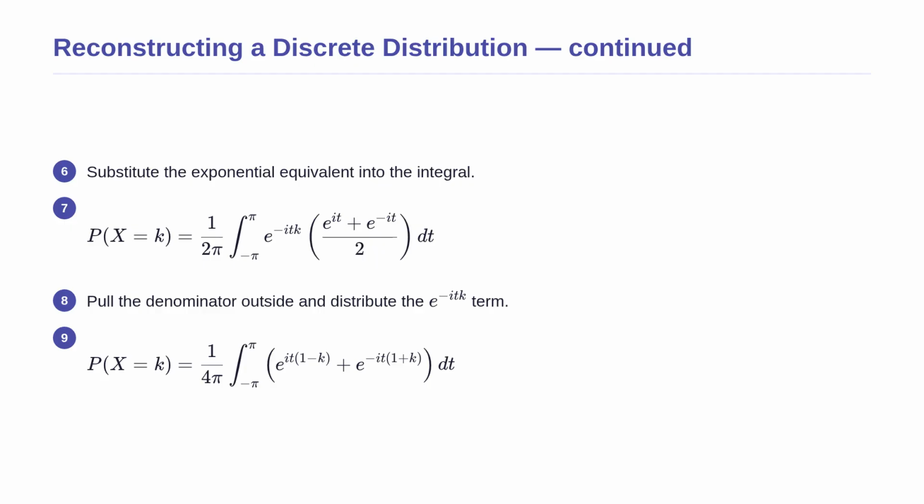Continuing our discrete reconstruction, we substitute the exponential equivalent of cosine into our integral. Now, we distribute the e to the negative itk term into the parentheses. We also pull the denominator of 2 outside the integral, which changes our leading fraction to 1 over 4 pi. When we multiply the exponentials, we simply add their powers. This leaves us with two separate exponential terms inside the integral. We have successfully turned a difficult trigonometric integral into two very simple exponential integrals, setting the stage for a crucial mathematical trick.